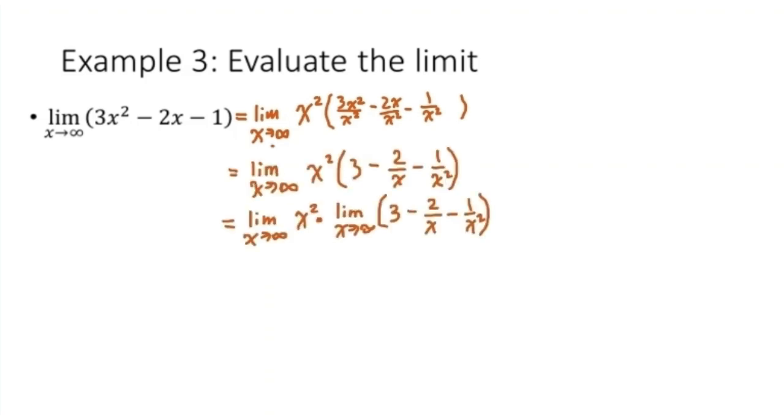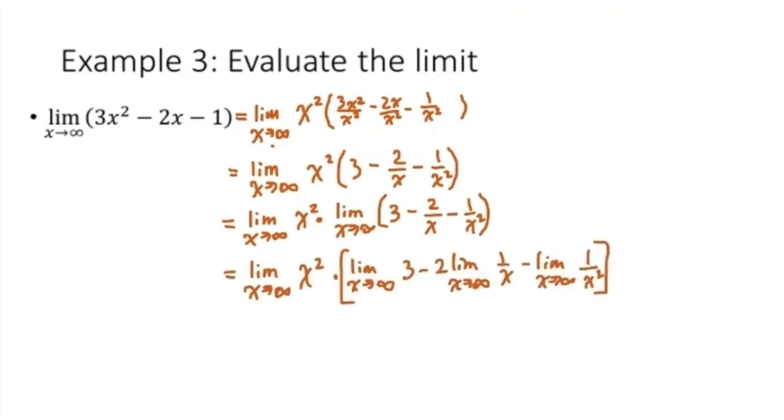First, the product rule, then a combination of the sum and difference rule and the constant multiplier rule. Now we can evaluate our limits. As x approaches infinity, x squared will approach infinity. The limit as x approaches infinity of 3, well, since 3 is constant, that limit will be 3. The limit as x approaches infinity of 1 over x, thanks to our limit of power functions, will be 0, along with the limit of the 1 over x squared. When we simplify what's inside of the brackets, we get infinity times 3, which is infinity. So we can see that the limit as x approaches infinity of 3x squared minus 2x minus 1 is infinity.